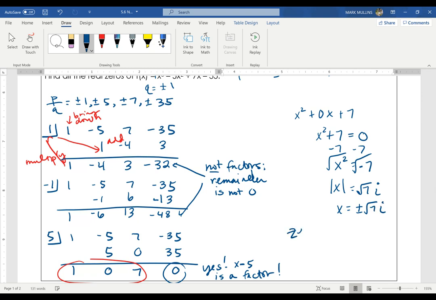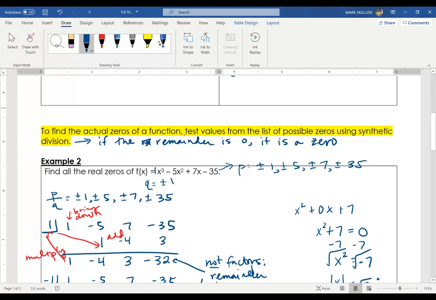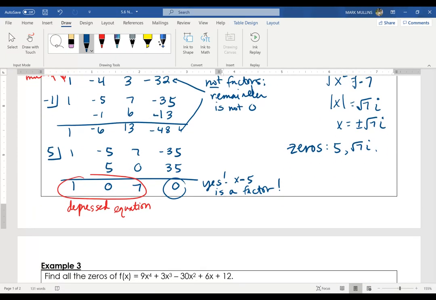So my zeros are, so now this is where it's tricky. We can't forget about that 5 that we already had. When we used 5, we got a remainder of 0. And then we have the square root of 7 times i, and we have the negative square root of 7 times i. So you've got to always list those zeros, even those ones that you kind of use to get that depressed equation that you might have forgotten about.